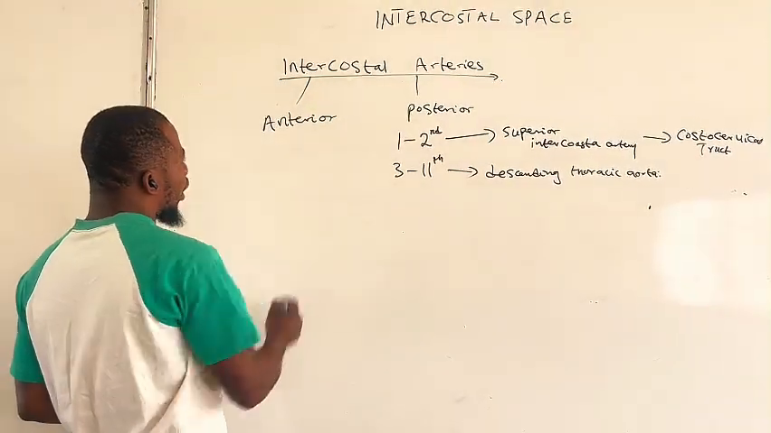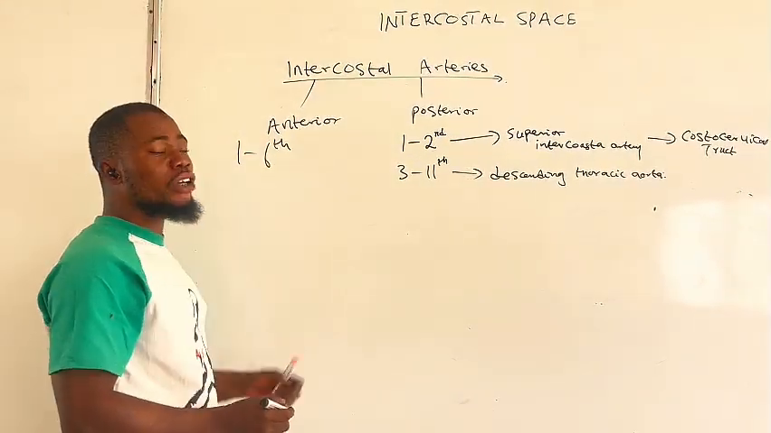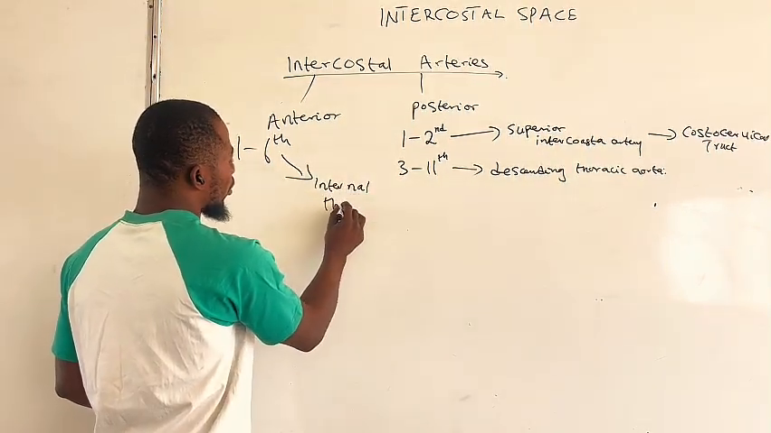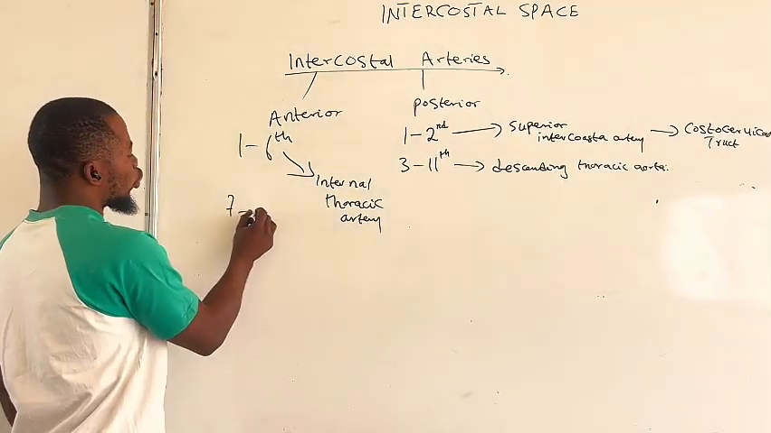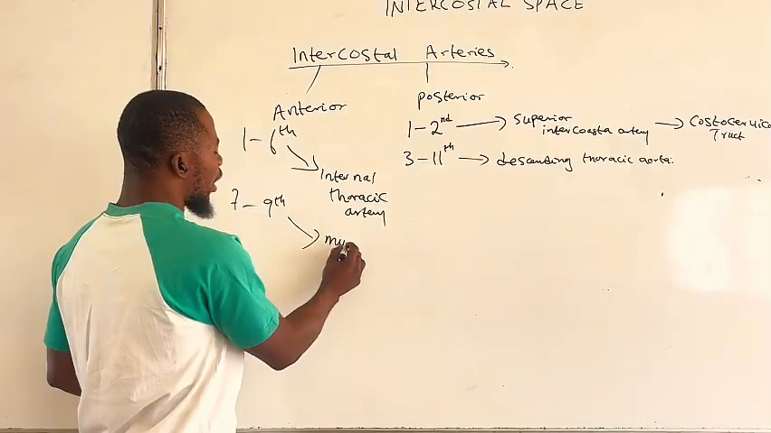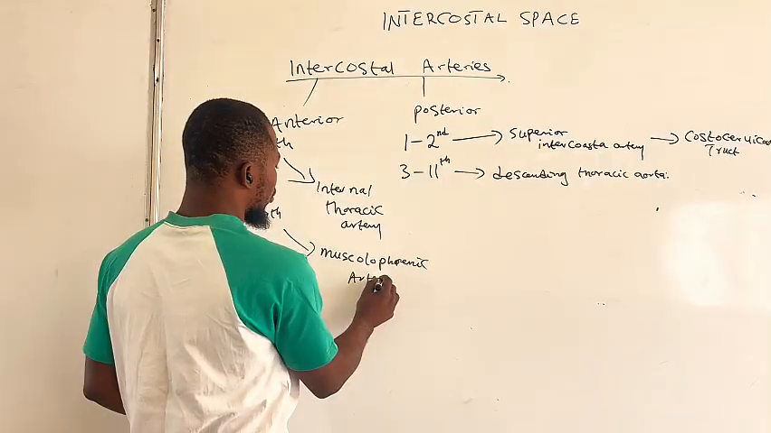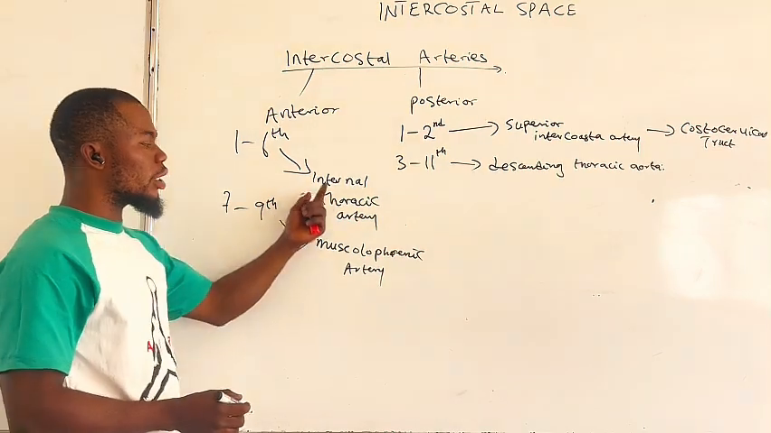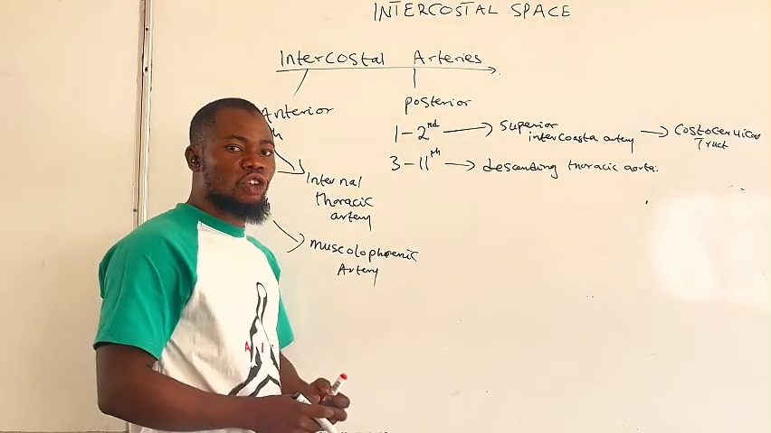Origin of the anterior intercostal artery. The upper 6, that is the 1st to the 6th anterior intercostal arteries, are branches from internal thoracic artery, whereas the 7th to the 9th anterior intercostal arteries are branches from musculophrenic artery.